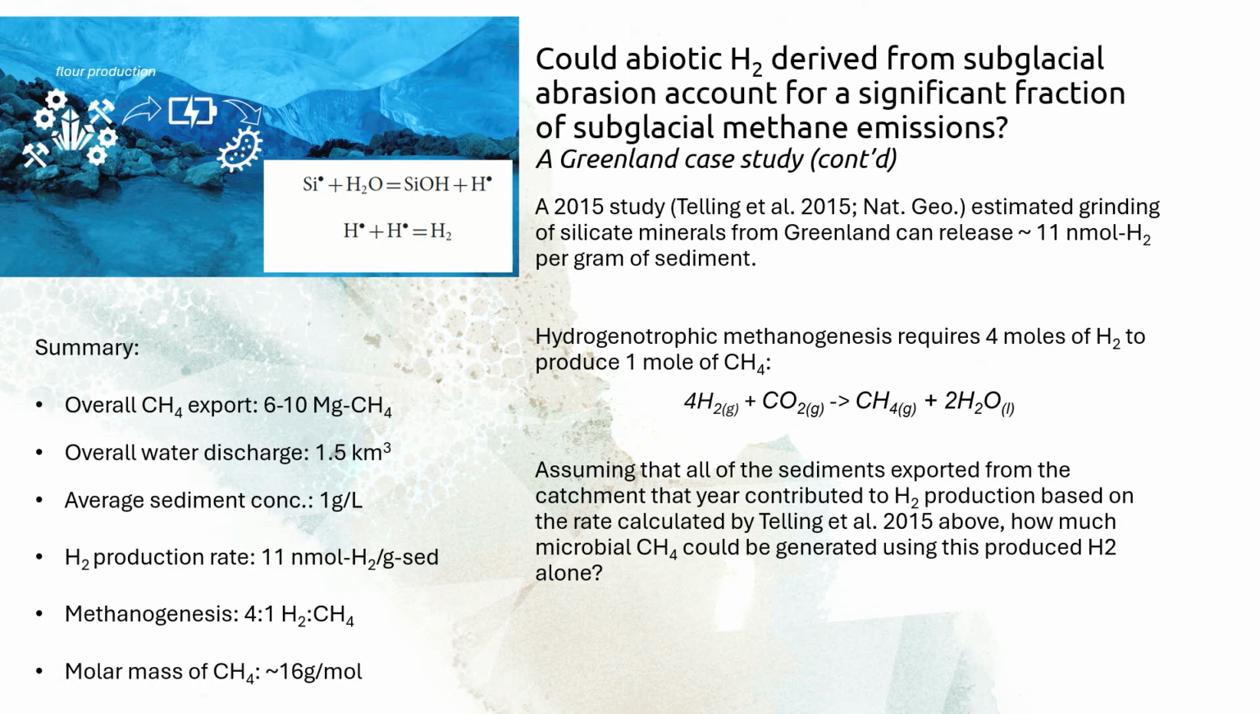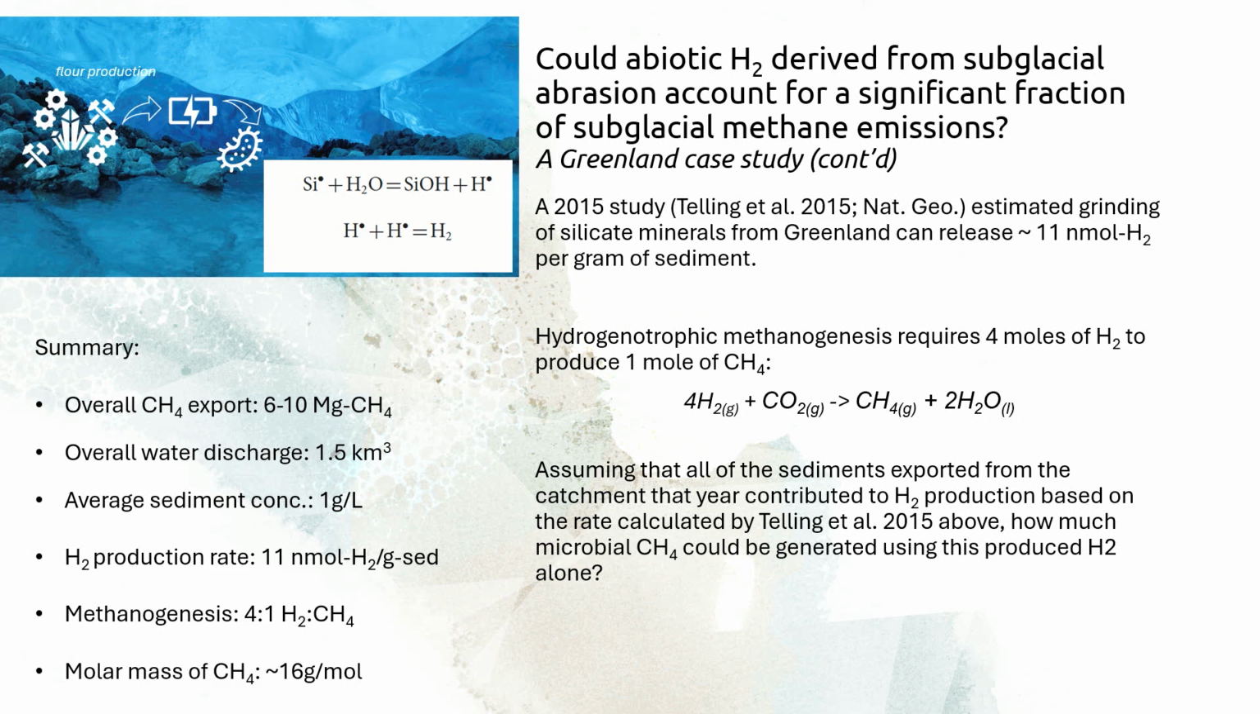So if we move on to a little recap on this subglacial crushing, you can have a closer look at this study. We know from laboratory experiments that crushing of silicate minerals, similar to what we are expecting to find beneath the Greenland ice sheet, under cold and controlled conditions, the study found that roughly 11 nanomoles of hydrogen gas can be generated per gram of crushed mineral, or sediment in this case.